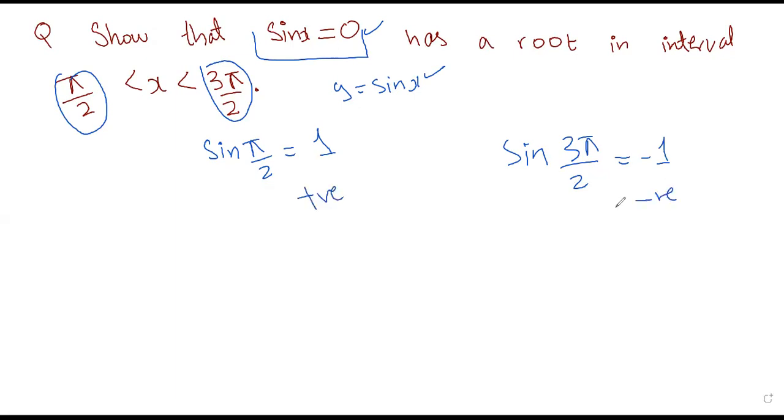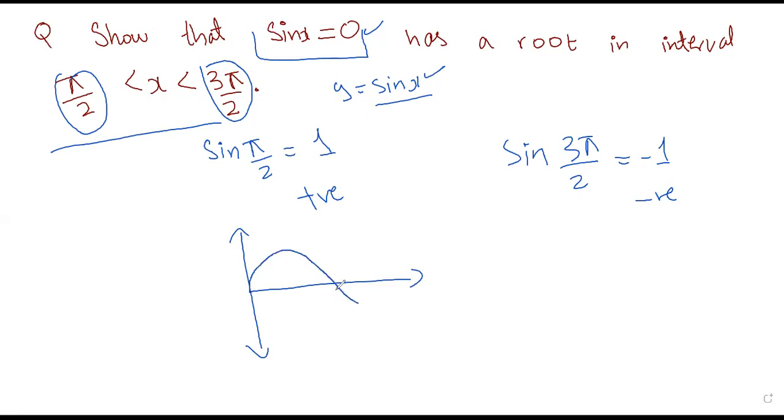So you will say there is a sign change between f at pi by 2, where f is sine x, and f at 3 pi by 2. Therefore, there is a root of f of x in the interval. And indeed, if we look at the graph of sine, it goes like this. This is pi, this is 3 pi by 2, and this is pi by 2. So this is the root they're talking about.